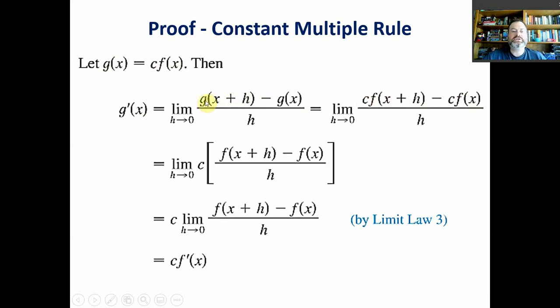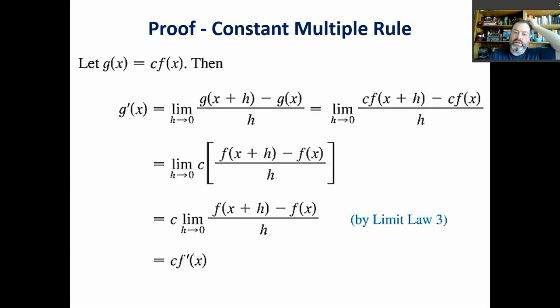So look here. In this g of x plus h minus g of x, when I replaced it with the f component, there's a c in front of both of them. Well, I can pull that c to the front. Just factor it out, but still inside the limit. I'm allowed to factor it out because it's multiplied. Why am I allowed to pull that c out in front of the limit? Well, limit law 3 allows us to do that. And now this is just the derivative of f of x, which is f prime. So that's an easy proof. Constant multiple. Make sure you understand why these work.